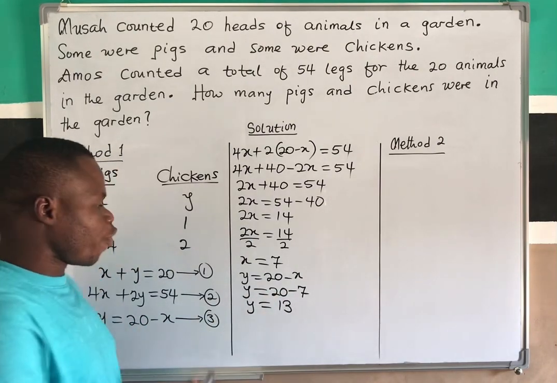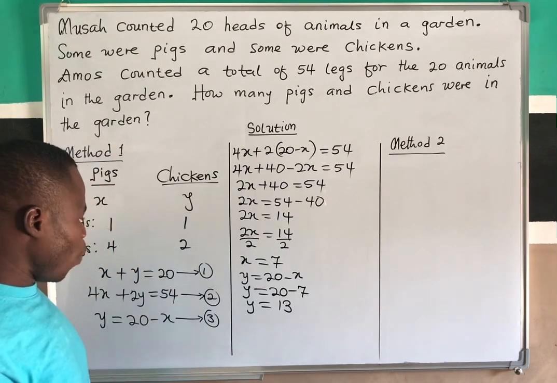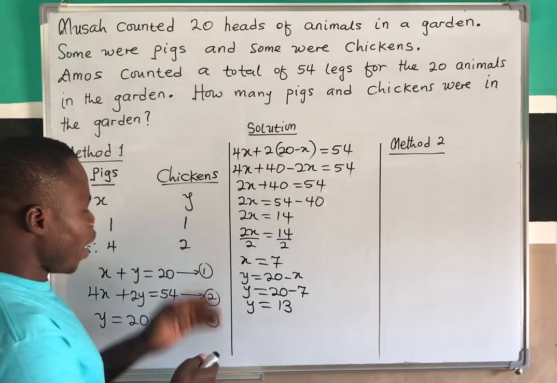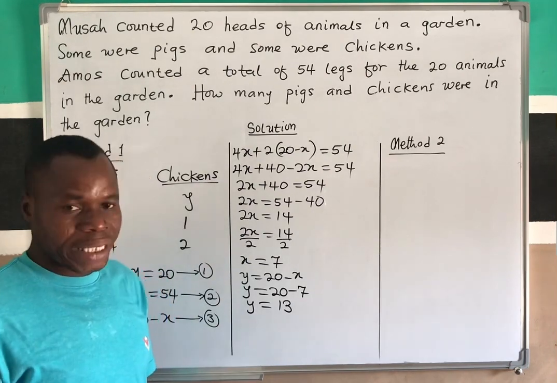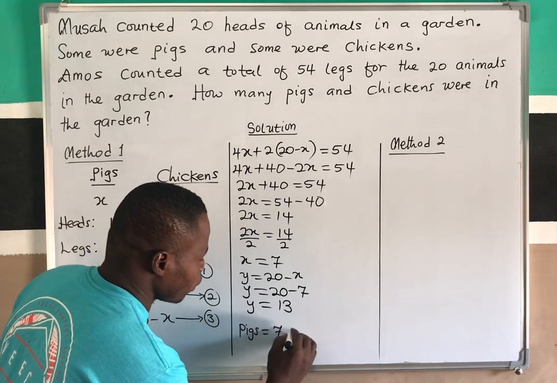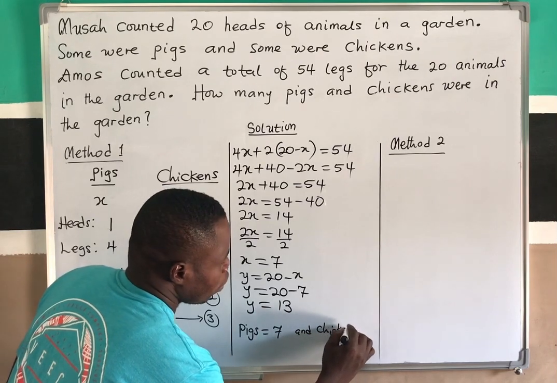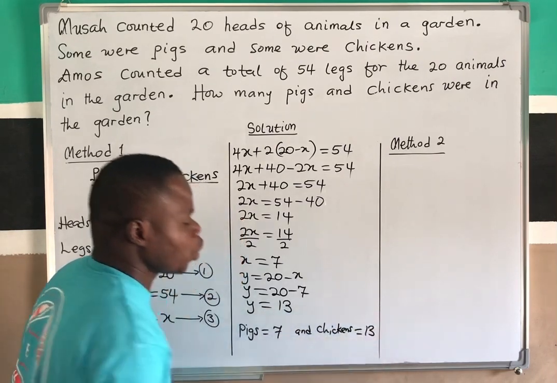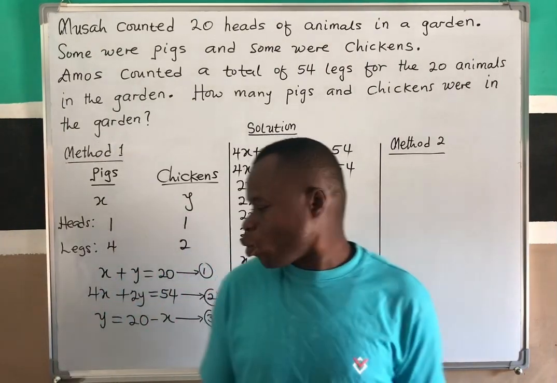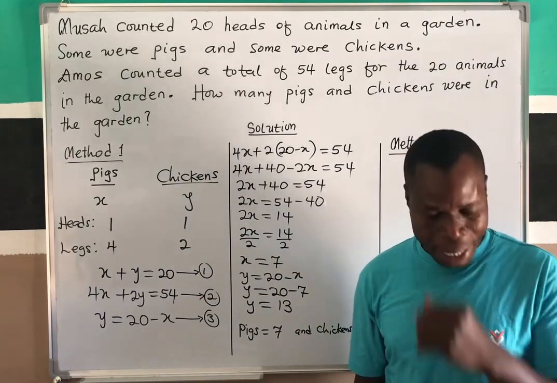So we are able to solve for x, which is 7, and y, which is 13. But now, going back, x represents the total number of pigs in the garden, and y represents the total number of chickens in the garden. So that means the pigs in the garden are 7, and the chickens are 13. So the answers are 7 and 13. That means if you are solving this particular question in the theory aspect, this is how you present your answer for your marks.